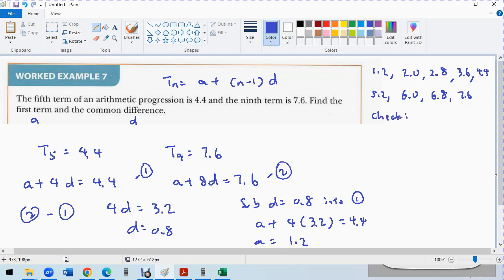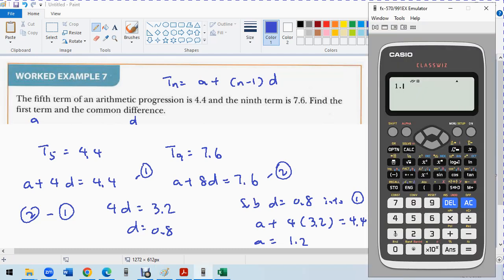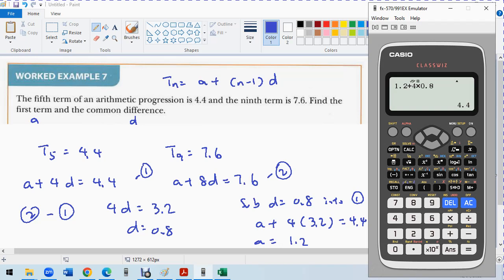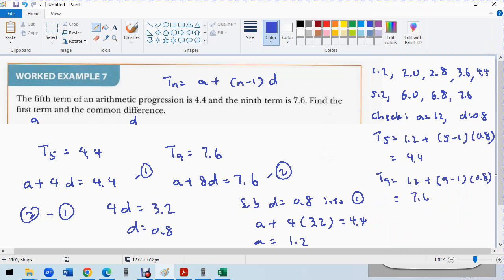We have A equal to 1.2, D equal to 0.8. So the fifth term is 1.2 plus 5 minus 1 times 0.8, so 1.2 plus 4 times 0.8, and this is 4.4. And then the ninth term is 1.2 plus 9 minus 1 times 0.8, which is 7.6. So here we are using the formula to solve it.